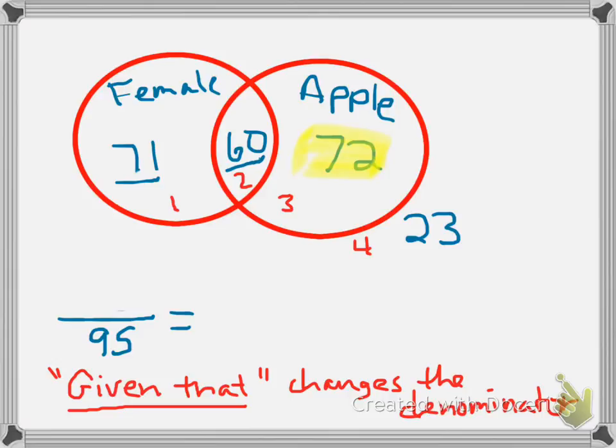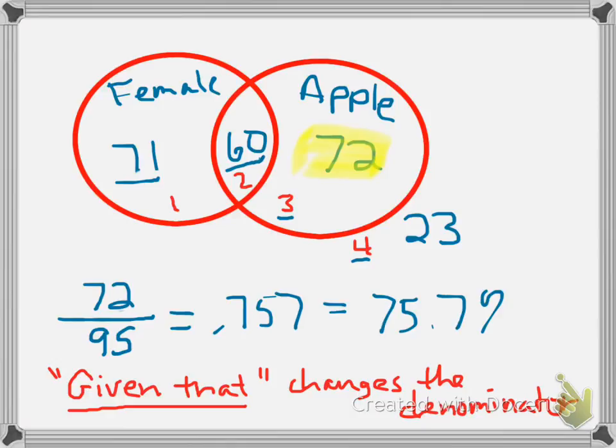So out of just the males, that leaves us with sections 3 and 4 because those are the male sections of our Venn diagram. We want males that own an Apple product. So that's going to be from section 3. That is 72. So we do a little bit of division. 72 divided by 95. And we get our decimal 0.757, which is the same as 75.7% as the answer to this question.